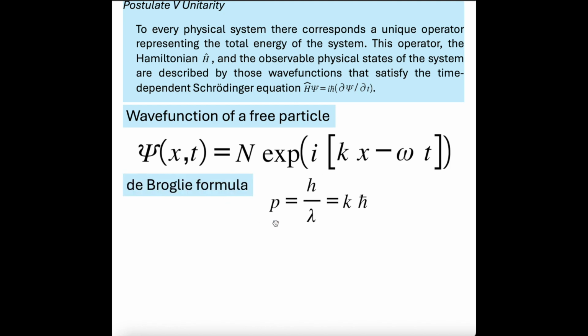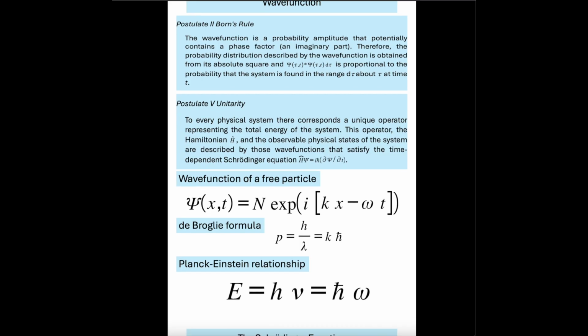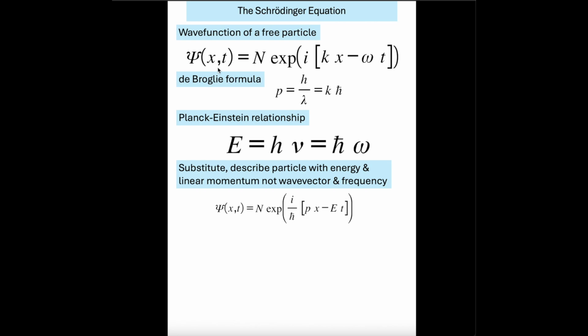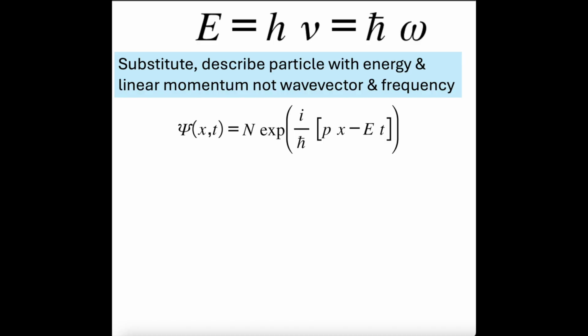The de Broglie formula related the linear momentum to wavelength, which for a free particle we'll find is equal to k times h bar. We can also use the Planck-Einstein relationship of quantization of photon energy, right? That the energy is related to h bar omega. So let's substitute these two in here so that we get a new version of the wave function, now expressed in terms of the linear momentum and the total energy of the system. Those are two properties that we would associate with particles, so this is the natural way to express the wave function for a free particle.